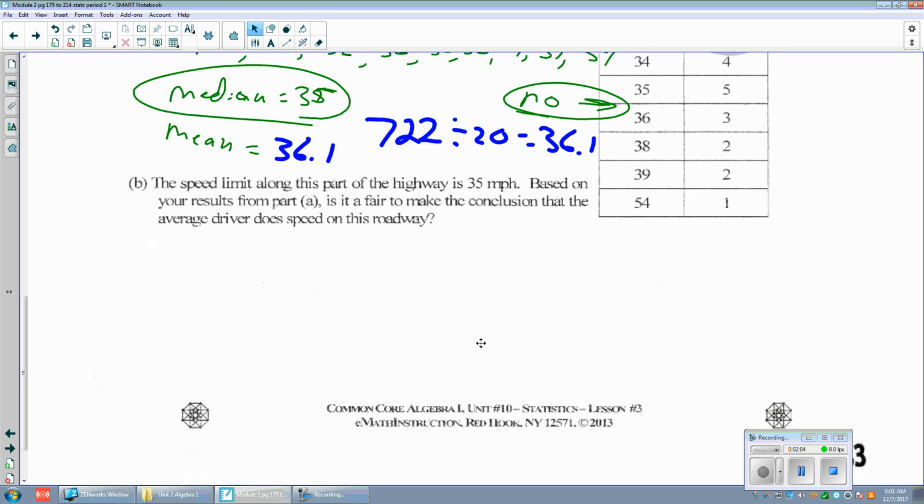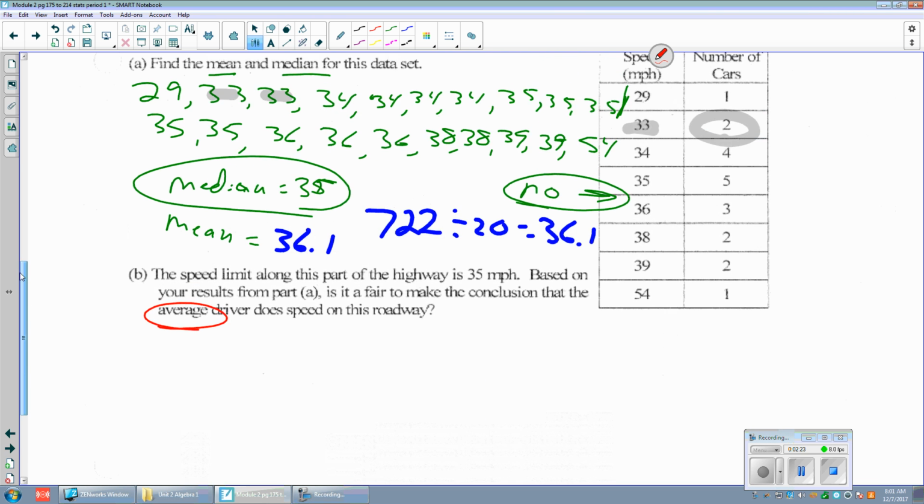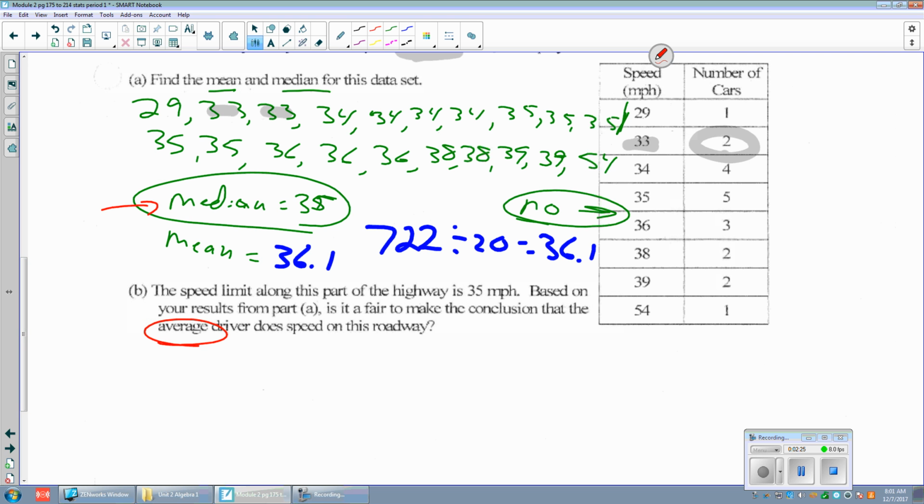Something's not quite right. The speed limit along this part of the highway is 35 miles an hour. Based on our results from part A, is it fair? Fair is a very difficult word. Fair to make the conclusion that the average driver does not speed? What is the average driver? Is the average driver going to be the median, or is the average driver going to be the mean?